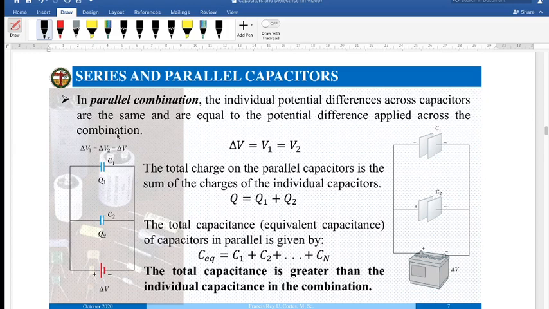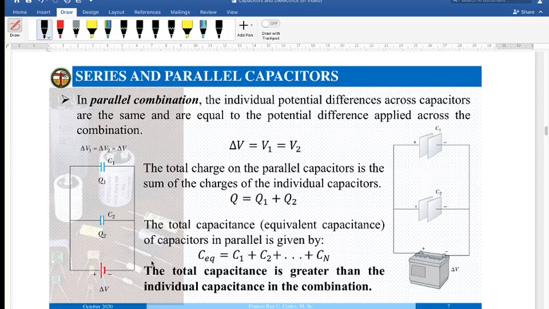Before we tackle this topic, the symbol for a capacitor is just two lines. Here, the battery is like this one. You already know that the long line is the positive and the short one is the negative, giving the potential difference delta V. The capacitor symbol is not constant all throughout, because if you go into electrical engineering, there are variable capacitors and electrolytic capacitors, which are different from this symbol.